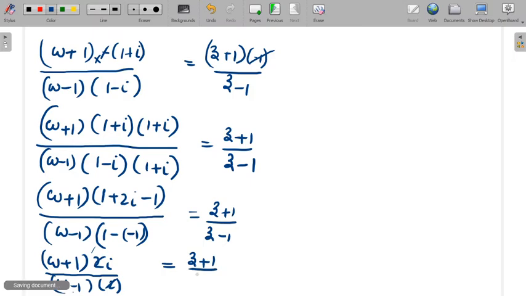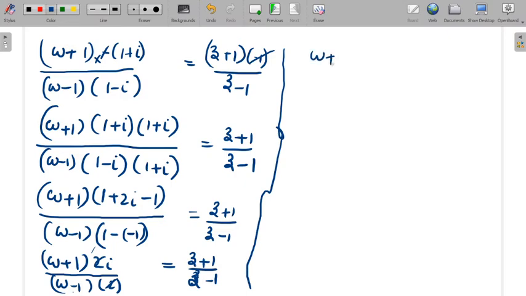This is equal to (Z plus 1) divided by (Z minus 1). Now at this stage we can cross multiply this and simplify. So cross multiplying, we get (W plus 1) into I into (Z minus 1) equal to (Z plus 1) into (W minus 1). So take all the terms in W.